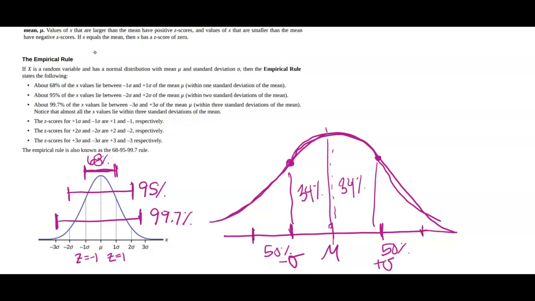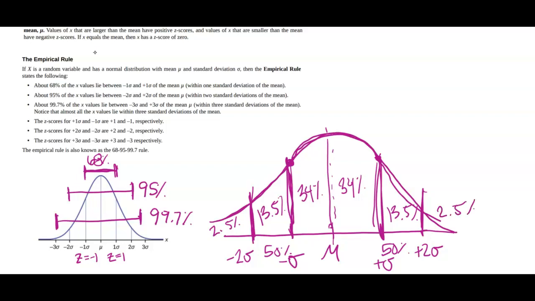If I have -2 standard deviations and +2 standard deviations, this piece in between -2 and -1 ends up being 13.5. And between 1 and 2 is also 13.5. That gives us our 95% between those two. And then you can just label that 2.5% will be outside of each of those -2 and then +2 pieces.